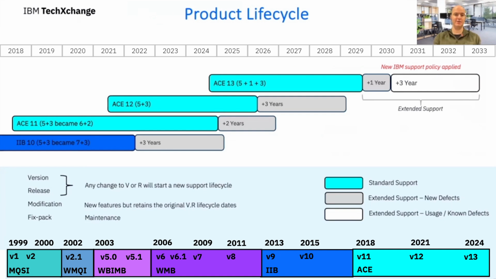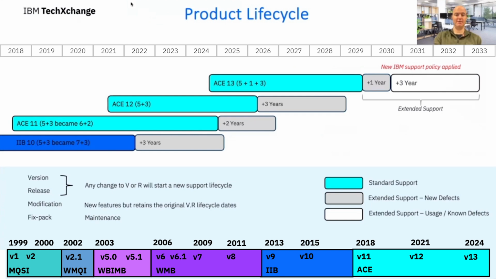Now, one of the things is the product life cycle, so we're just going to spend a little bit of time looking at this. We're here now, the end of 2024, and if I follow down that line, we can see ACE 13 was just released. And ACE 13 is taking on IBM's new support standard, what we call 5 + 1 + 3. So 5 years of standard support, 1 year of extended support you can opt to pay for with new defects, and then 3 years at the end of extended support, but with usage and known defects only. So we'll help you get going, but you can't get new defects and fixes. That's the standard new IBM policy on that 5 + 1 + 3.